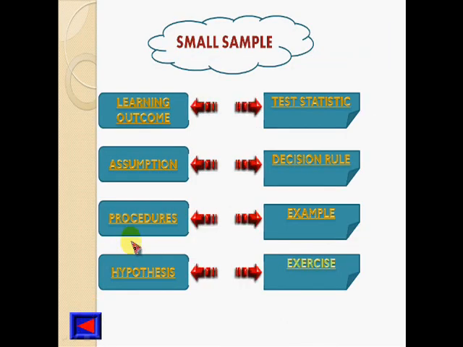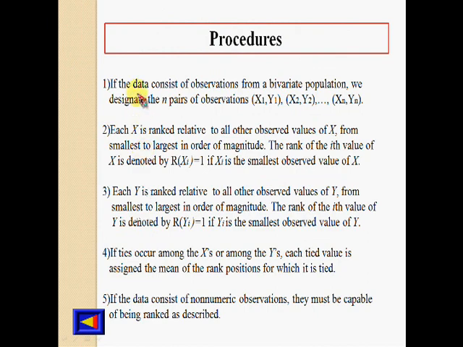Then, the procedures of the small sample. First, if the data consists of observations from a wide population, we denote the n pairs of observations X1, Y1, X2, Y2, and Xn, Yn. Second, each x is ranked relative to all other observed values of x, from the smallest to the largest in order of magnitude. The rank of the i-th value of x is denoted by rank Xi, equal to 1 if Xi is the smallest observed value of x. It is the same for each y.